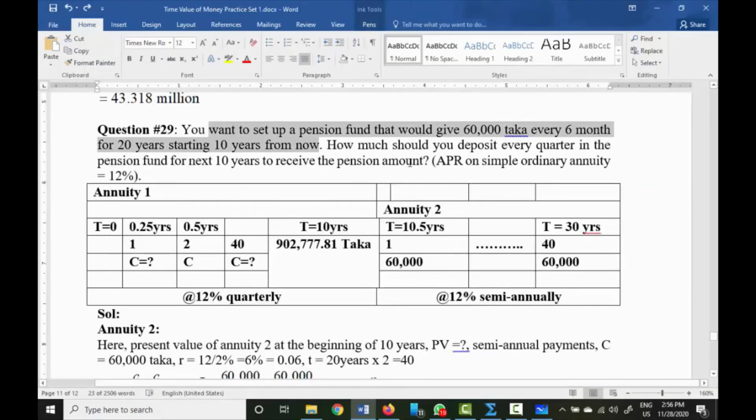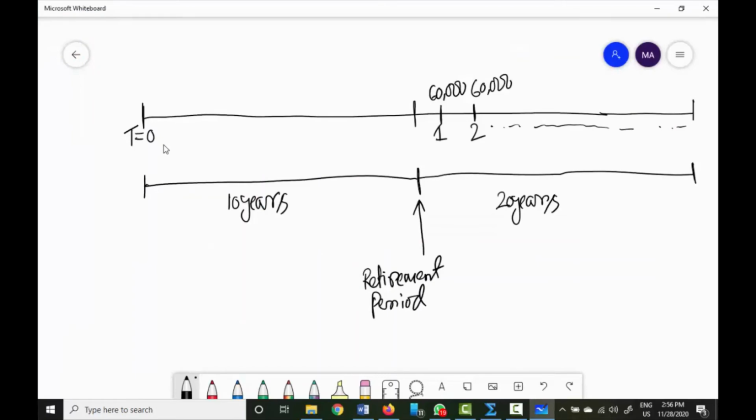After 10 years you want to get 60,000 taka at the end of each 6 month period for 20 years. That means after 6 months you want to get 60,000, and after 1 year you want to get another 60,000. So in 1 year there will be 2 payments of 60,000 taka each.